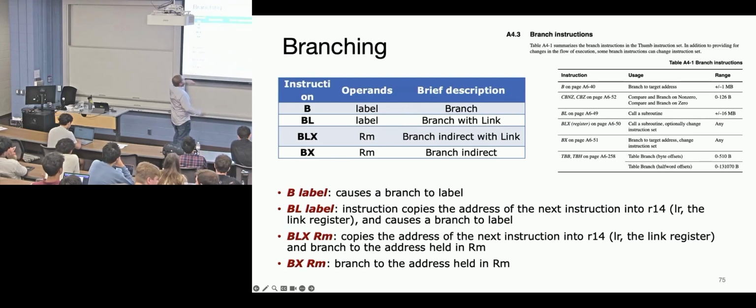Okay, so we have labels. Labels are locations in memory that get defined when you compile your code or assemble your code and do floor planning. We'll talk about that later. So you can branch to a location in memory, or you can branch to a location defined by a register.